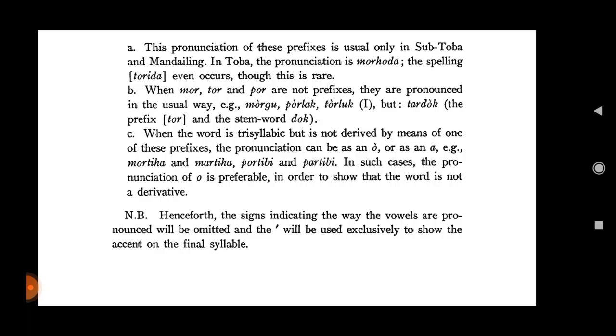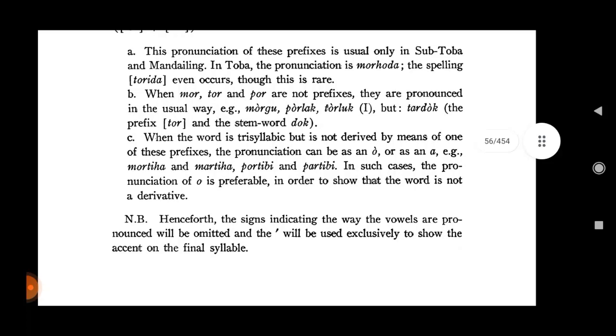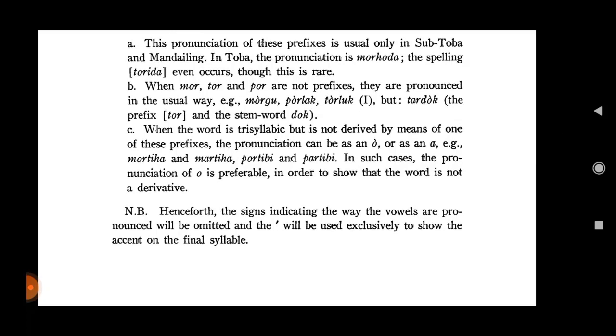When mor, tog, por are not prefixes, they are pronounced in the usual way: egi, mogu, porlak, turluk, but dog, the prefix tar, and the stem word dog. When the word is trisyllabic but is not derived by means of one of these prefixes, the pronunciation can be as an O or as an A, except igi, mortiha and martiha, portibi and partibi. In such cases, the pronunciation of O is preferable in order to show that the word is not a derivative. Henceforth, the sign indicating the way the vowels are pronounced will be omitted and will be used exclusively to show the accent on the final syllable.